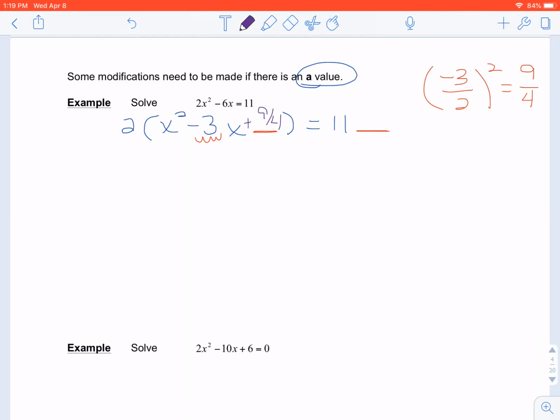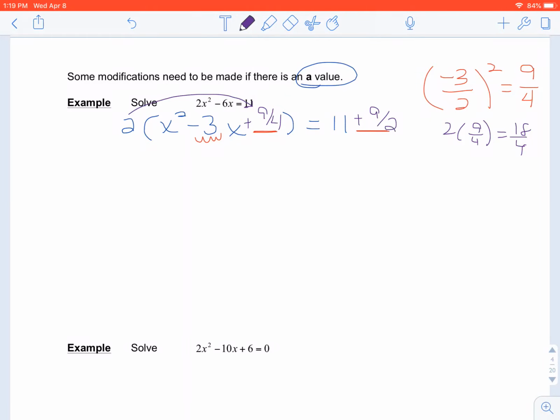But on the other side, excuse me, we can't place 9/4. And the reason we can't place 9/4 is because that 9/4 is still being multiplied by a factor of 2. And to keep this equivalent, we have to place the number 2 times 9/4. Well, 2 times 9/4 is 18/4 or 9/2.